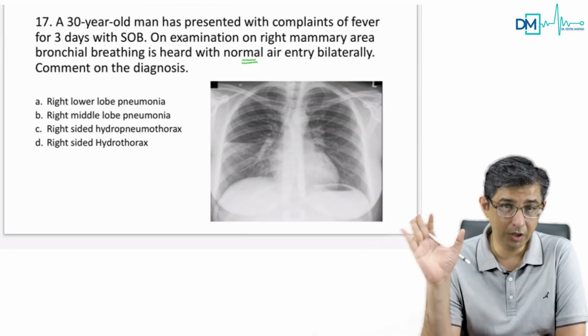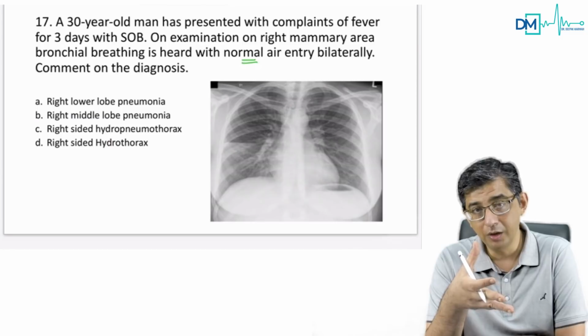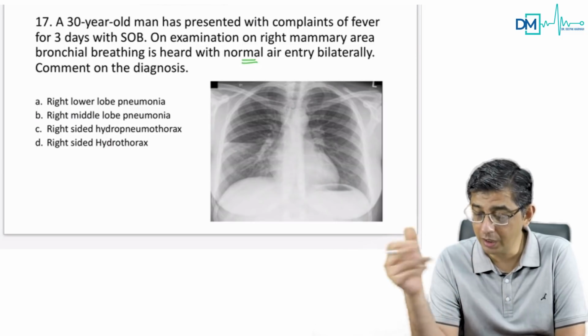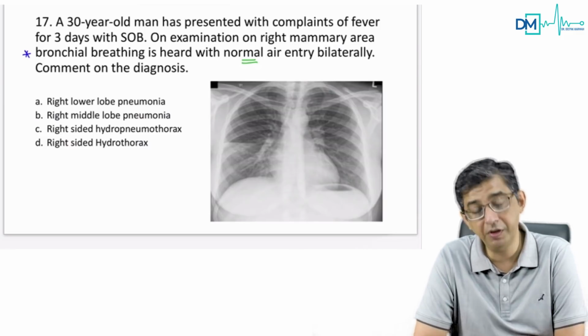You see, pneumonia basically means pus in the airways. So, pus is rather in the alveoli. Pneumonia has pus in the alveoli, so air can still enter into the airway. So air entry is normal. It is bronchial breathing which is the auscultatory finding of pneumonia.